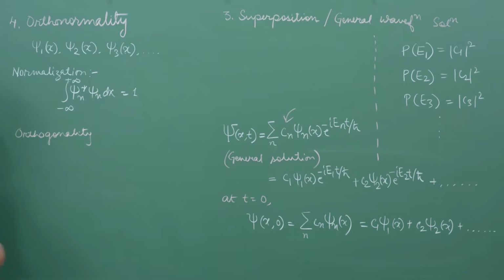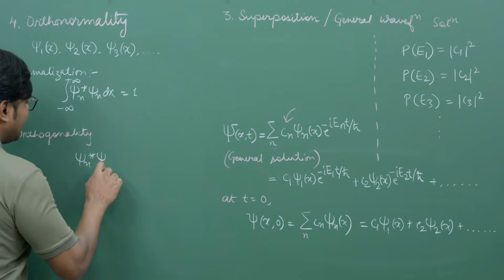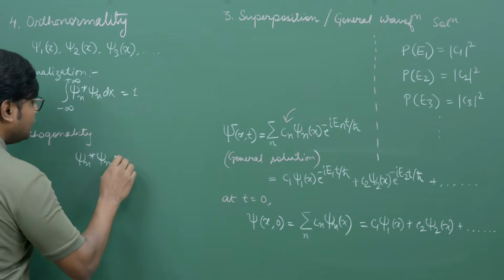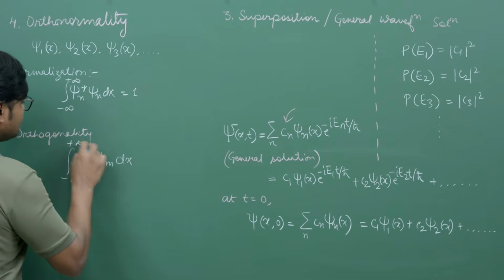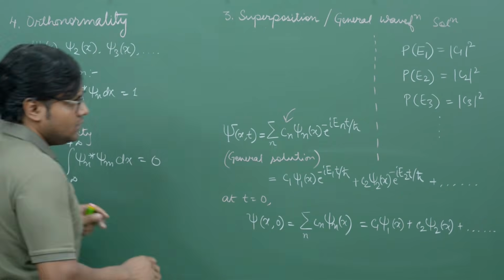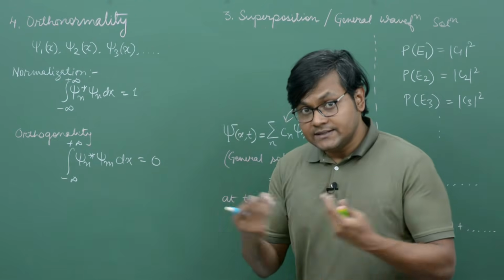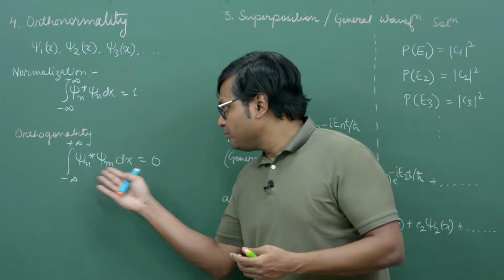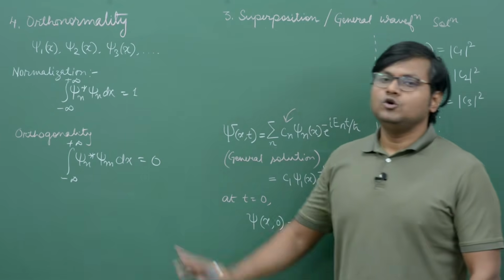Orthogonality means that if I take two distinct eigenstates, I take psi n and I take psi m, where n and m are not the same, I do its integration from minus infinity to plus infinity, it comes out to be equal to 0. That's it. So if I take two distinct or separate eigenstates, their inner product essentially comes out to be 0. It means that they are orthogonal to one another.